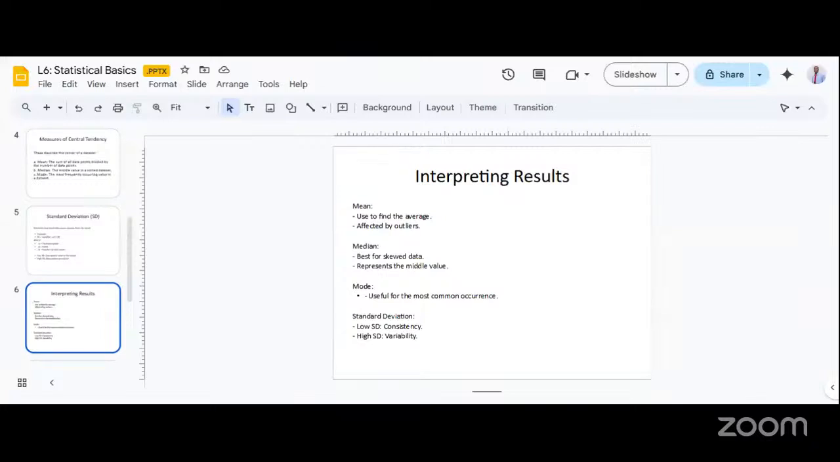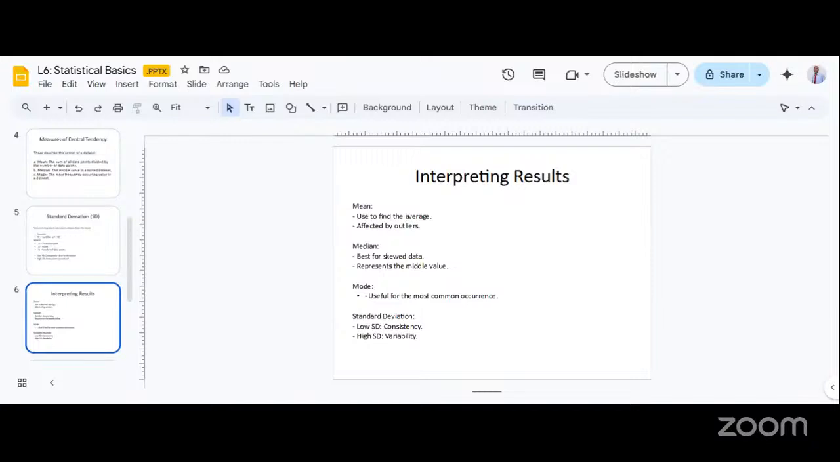So how do you get to use these things to actually interpret results and make meaning of your analysis? You do this by using mean to find the average. Yes, you use mean to find the average. So mean is mostly, take notes, mean is mostly used to find the average, but it is affected by outliers. So mean by default is the go-to technique to find the average, but it is affected by outliers.